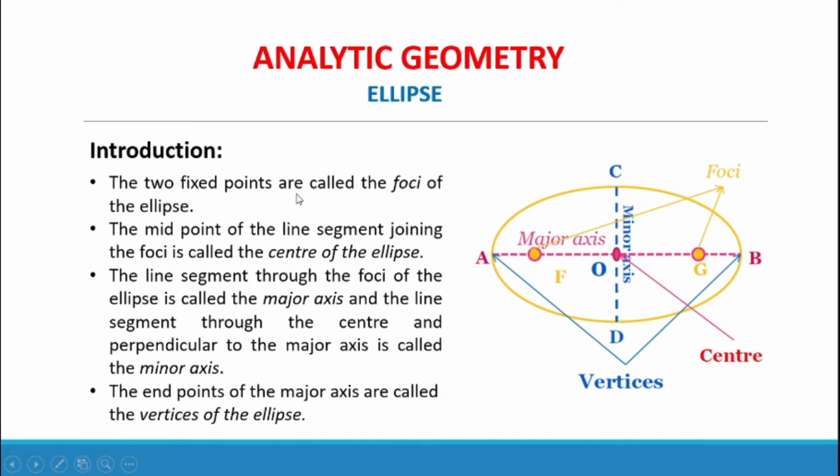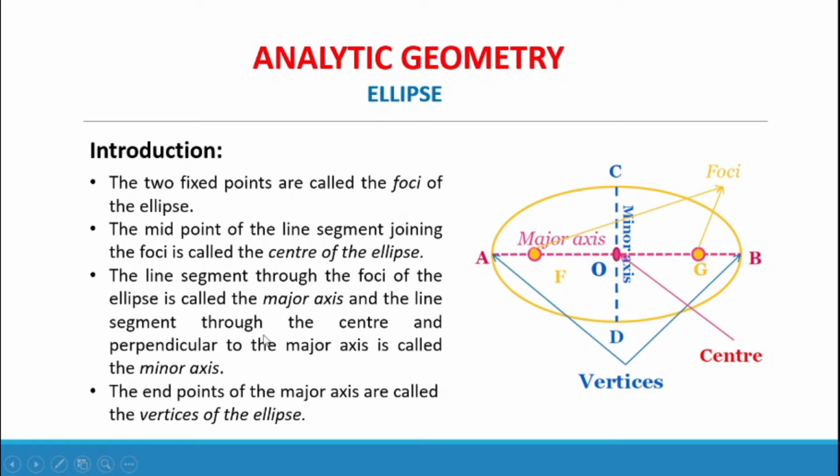The two fixed points are called the foci of the ellipse. That's point F and point G. The midpoint of the line segment joining the foci is called the center of the ellipse, at point O. The line segment through the foci of the ellipse is called the major axis, from point A to point B.